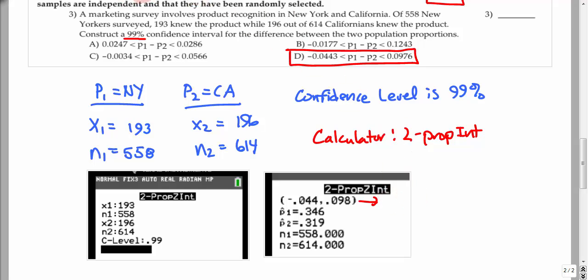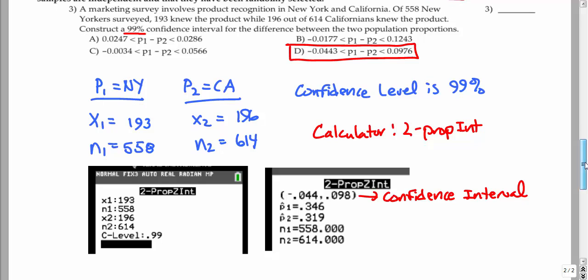So let me write that out. Okay, so these again are pretty straightforward if we can identify the correct test to use, and on this particular one it was the 2-prop Z interval. Okay, let's go ahead and look at number 4.